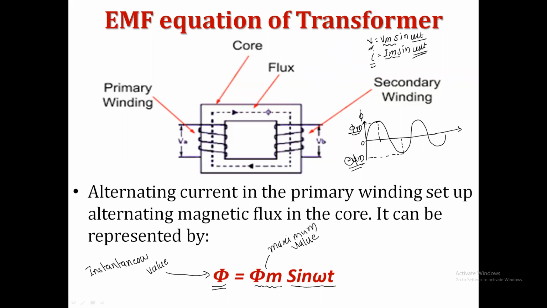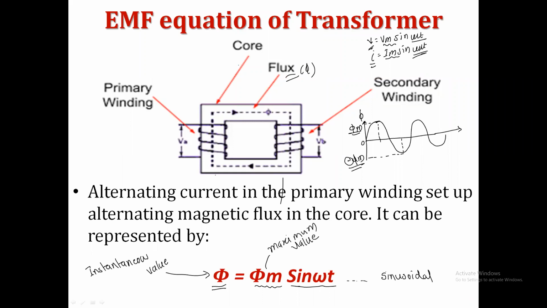But now you just try to remember this one thing: when the primary winding is connected to that AC supply, alternating current will flow through the primary winding, and due to that alternating current, alternating flux will flow, or we can also call it sinusoidal flux. Sinusoidal flux will flow in the core of the transformer. So this alternating flux can be represented with that equation phi is equal to phi m sin omega t. This is the equation of this flux phi.